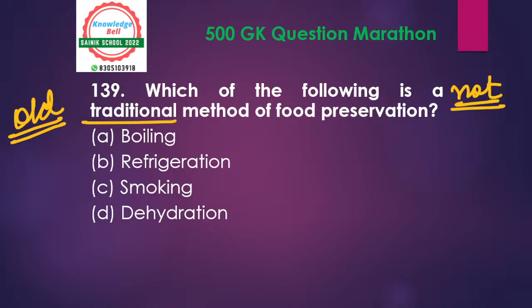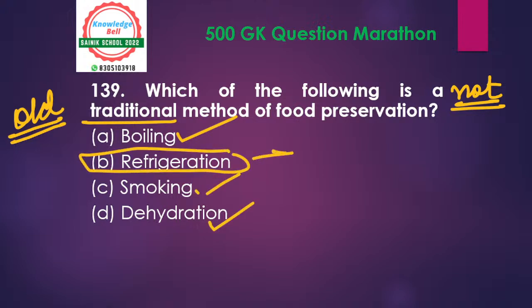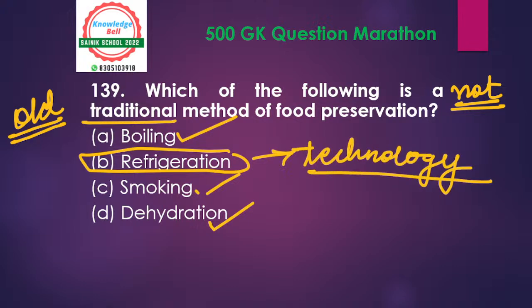Okay. So boiling is a traditional method. We have been doing it since very old times. Smoking is also a traditional method of food preservation. So is dehydration. But refrigeration involves technology, which has developed only in recent years. So it is not a traditional method. Refrigeration is not a traditional method for food preservation.